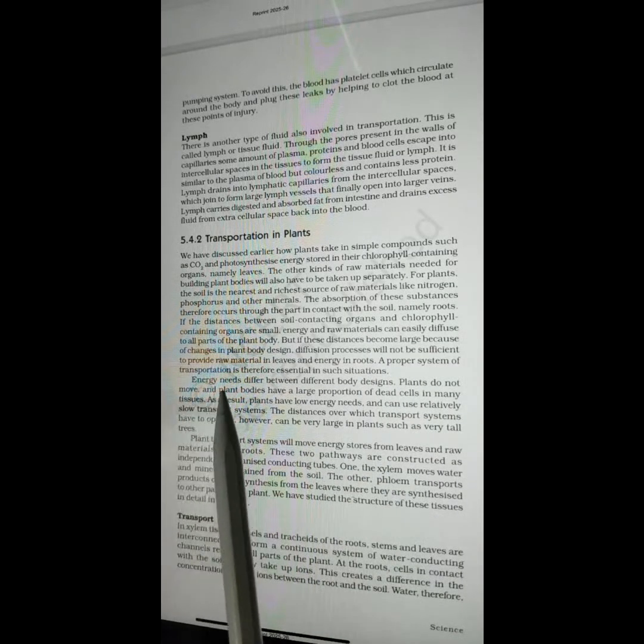If the distances between soil contacting organs and the chlorophyll containing organs are small, energy and raw materials can easily diffuse to all the parts of the plant body. But if these distances become large because of changes in the plant body design, diffusion processes will not be sufficient to provide raw materials in leaves and energy in roots. A proper system of transportation is therefore essential in such situations.